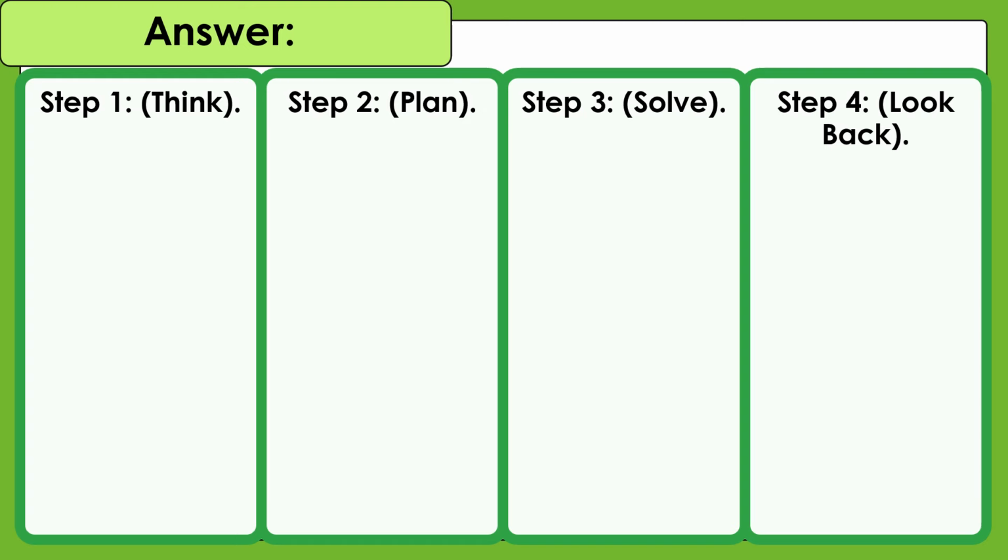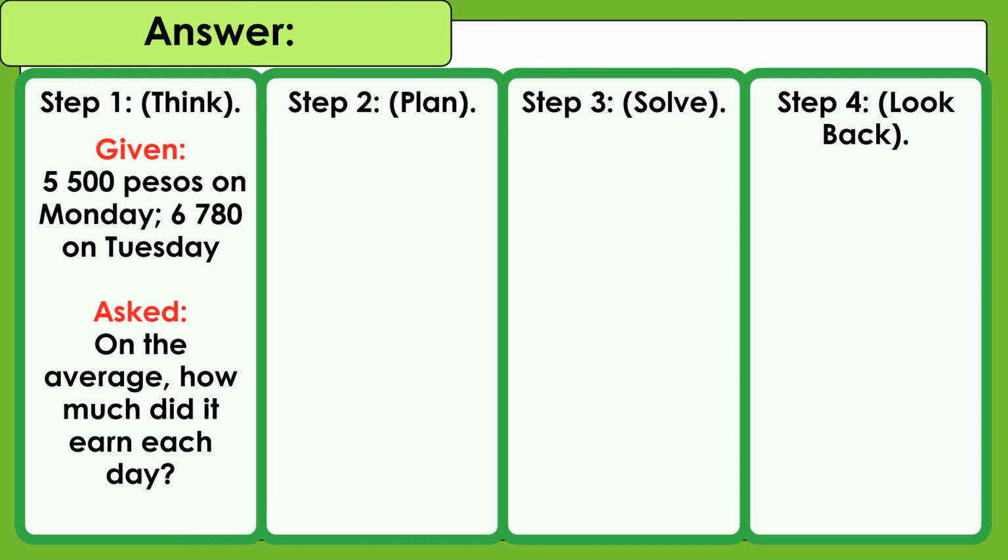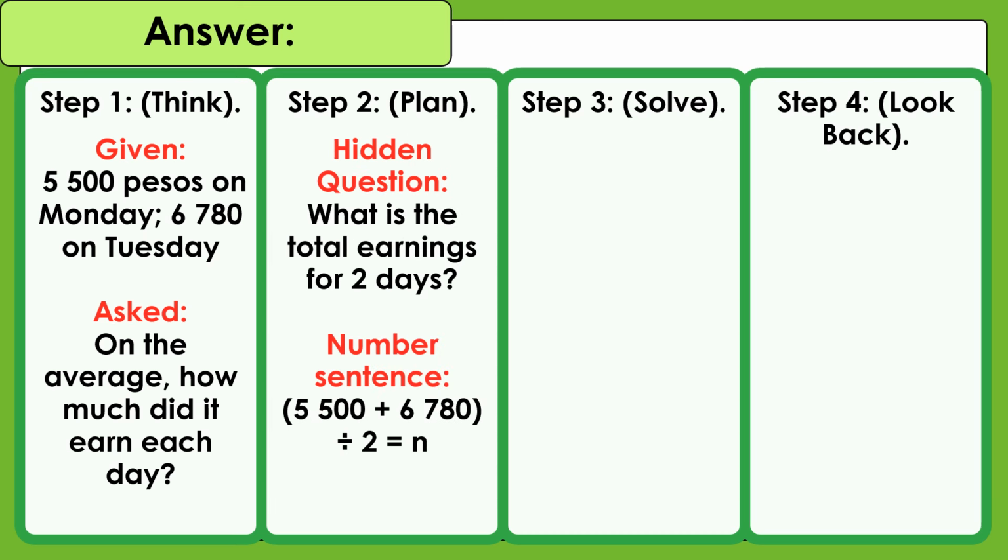Let's answer. Step 1. Think. Given 5,500 pesos on Monday and 6,780 on Tuesday. Ask, on the average, how much did it earn each day? Step 2. Plan. Hidden question: What is the total earnings for 2 days? Number sentence: 5,500 plus 6,780 divided by 2 is equal to n.